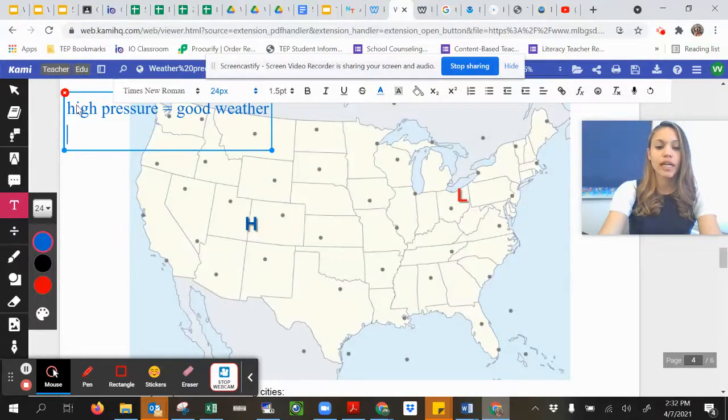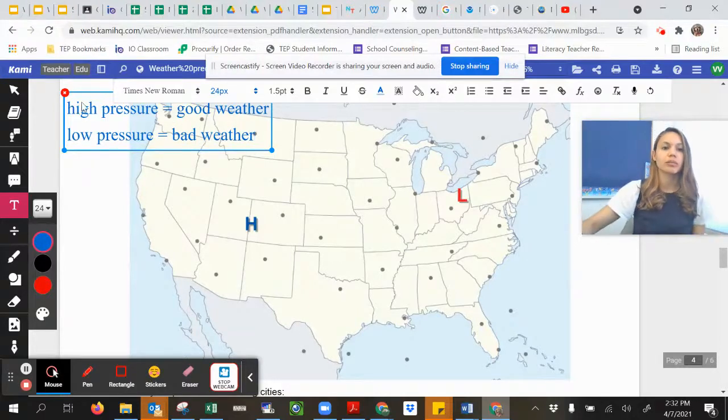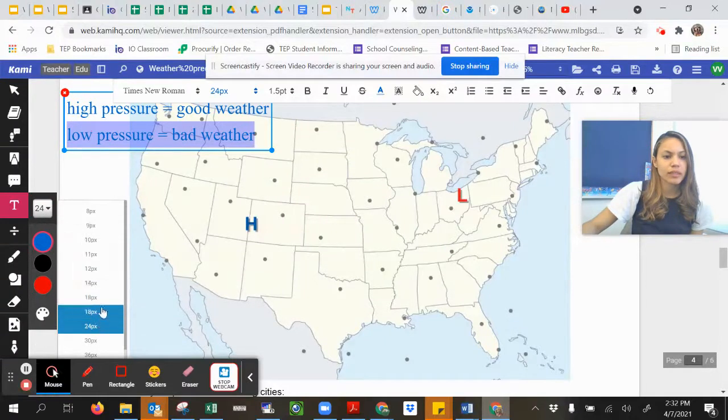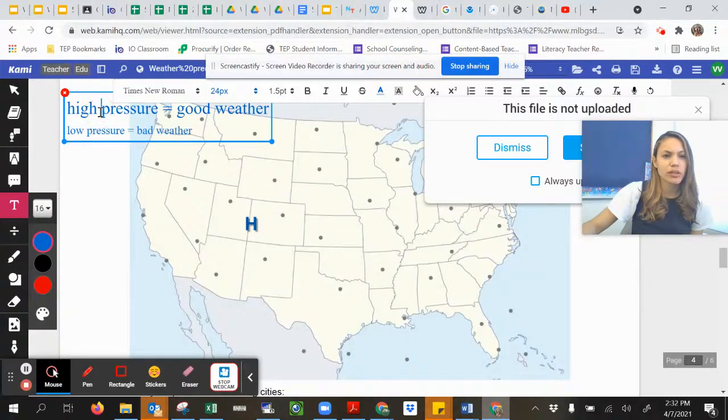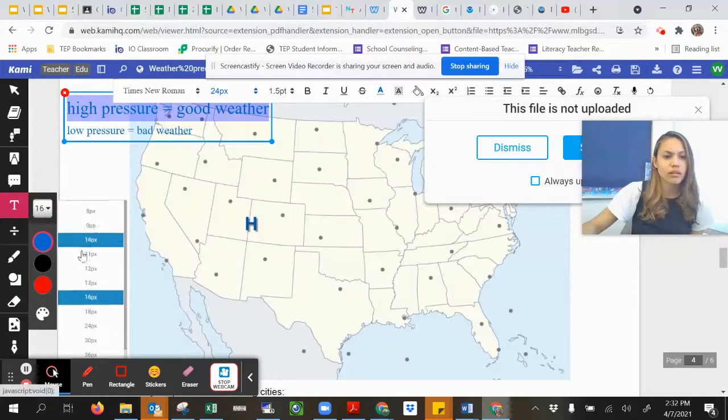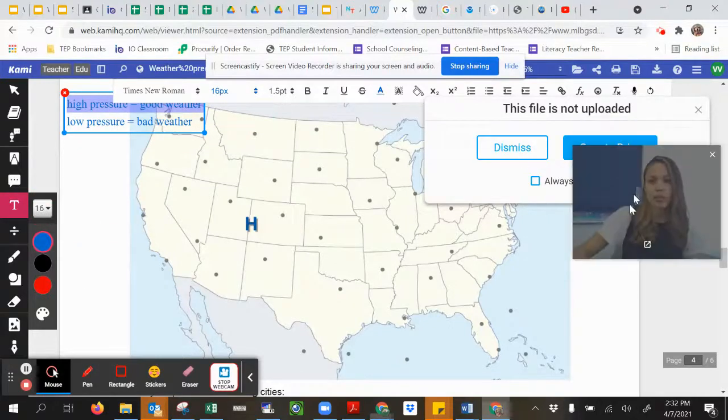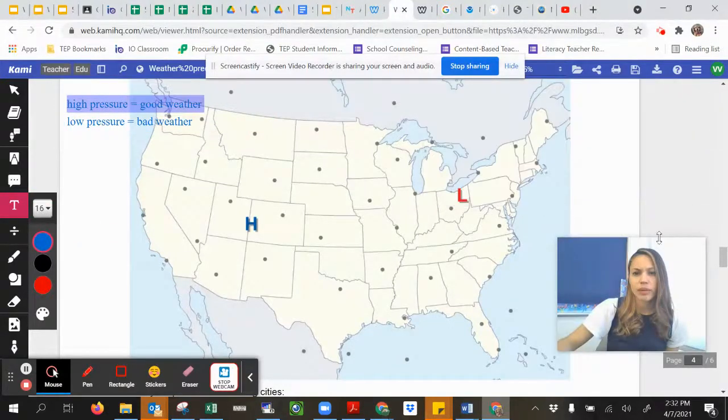And we also know that low pressure means bad weather. Some more moisture in the air, a little bit more humid, warmer. So all of that good stuff. I'm going to make this a little smaller. I will make this smaller as well.